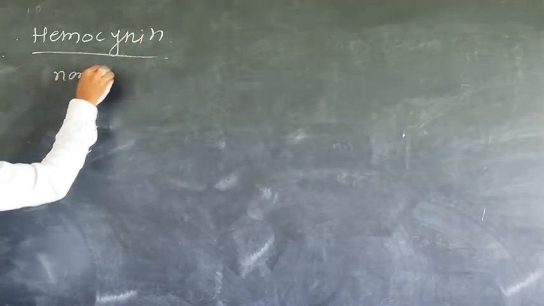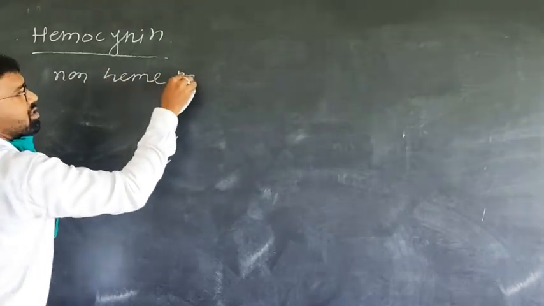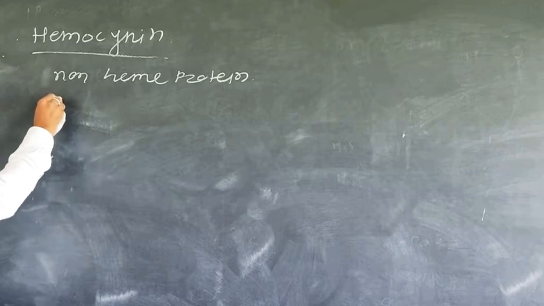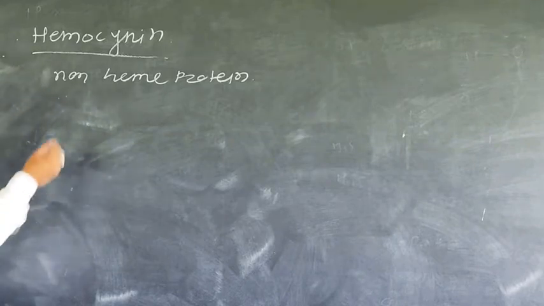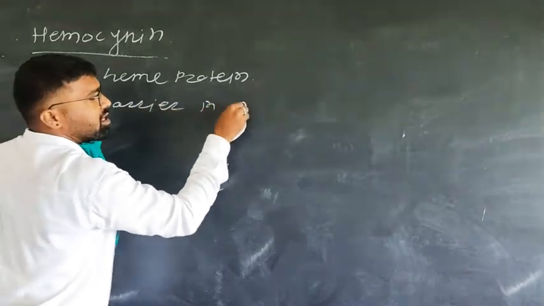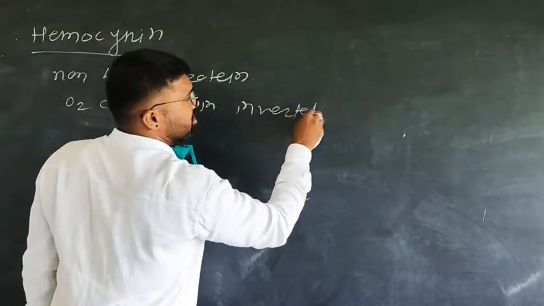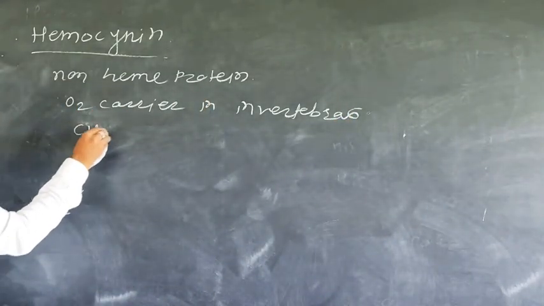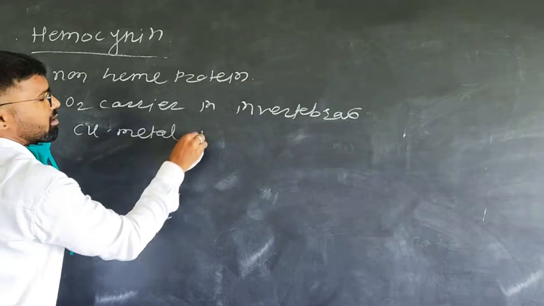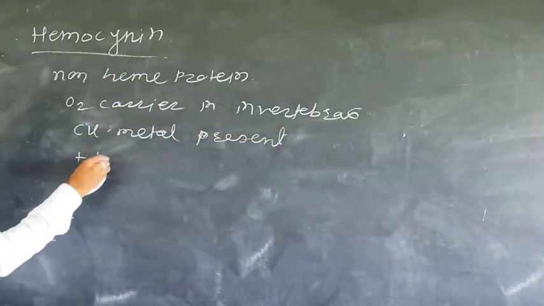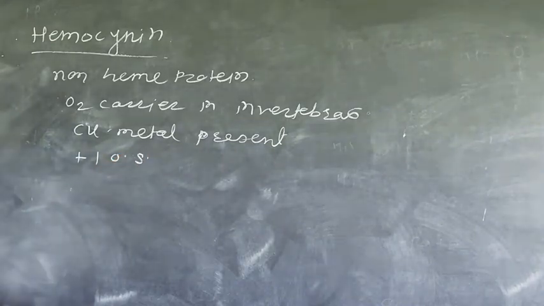What are the important features of hemocyanin? It is also a non-heme protein, right? It does the function of an oxygen carrier in invertebrates. In this hemocyanin, copper metal is present. This copper is in the +1 oxidation state, right?